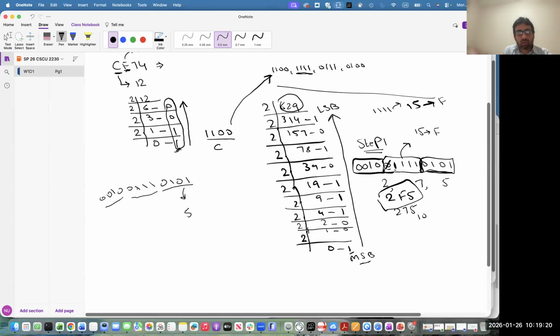For the next bit pattern 0 1 1 1, you can again look at the table and you will find it is 7. For the next bit pattern, you can again look in the table and you find that in hexadecimal form it is equal to 2. So the number in hexadecimal form will be 275 to the base 16. By the way, I made a mistake here. It should be 16. Sorry. Is it clear now?